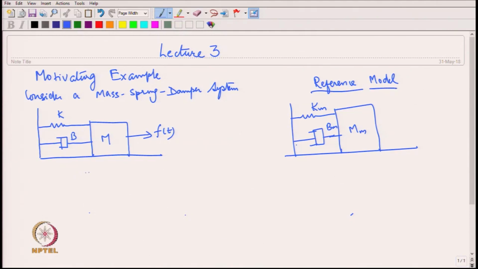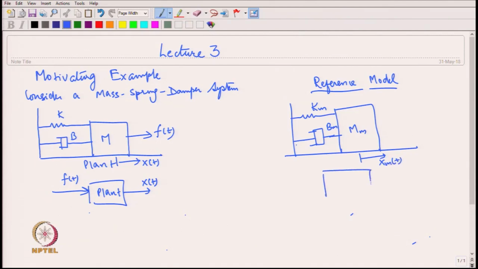Let us call the first system the plant. The input to the plant is f of t, and let us say that the position x of t is the output, which is the position of the mass starting from 0. For the reference model also I have the position xm of t. For the reference model, the input is denoted by r of t, and the output is xm of t, which is the position of the mass of the reference system.